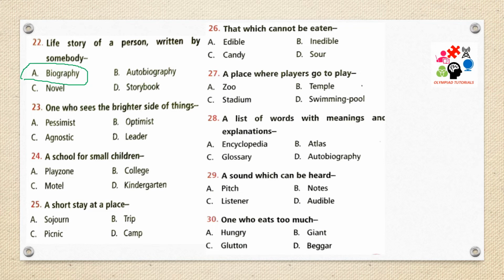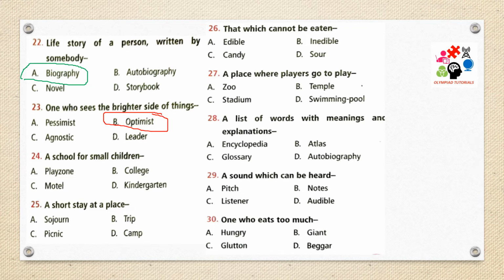Number 23, one who sees the brighter side of things. Means brighter side of things means the positive things. In each and everything, they try to find out the positive things instead of pointing out the negative one. Options are pessimist, optimist, agnostic and leader. So here your answer is going to be optimist. An optimistic person always looks to the positive side or the brighter side of things.